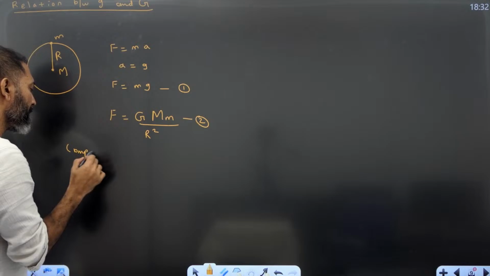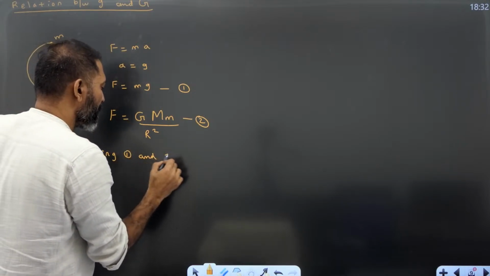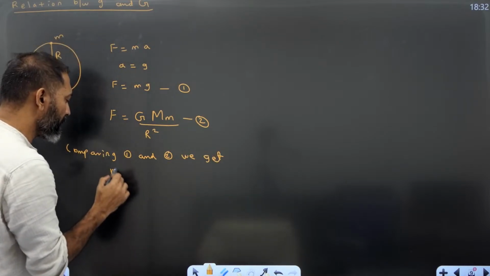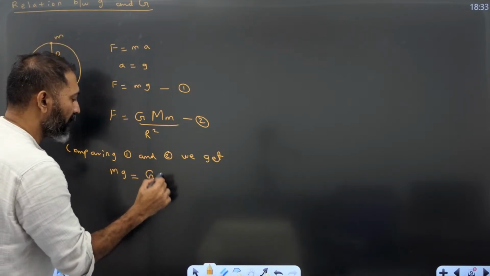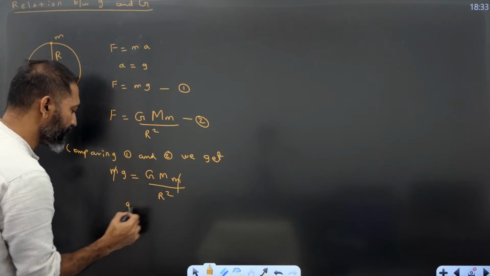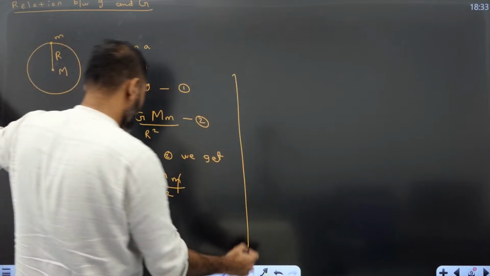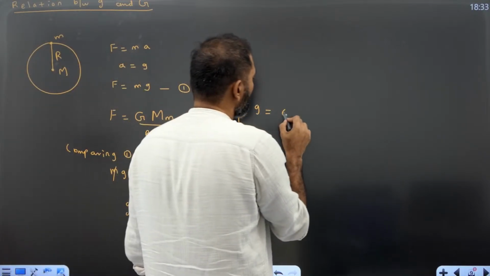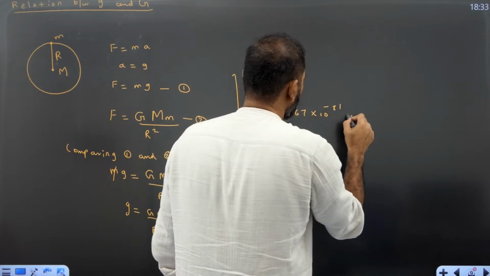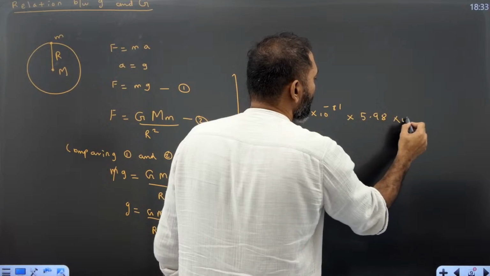Comparing equation 1 and 2, we get mg is equal to what? GMm by r square. So what happens? Mm gets cancelled. g is equal to GM by r square. So g is equal to 6.67 into 10 raised to minus 11 into mass of the earth, 5.98 into 10 raised to 24.